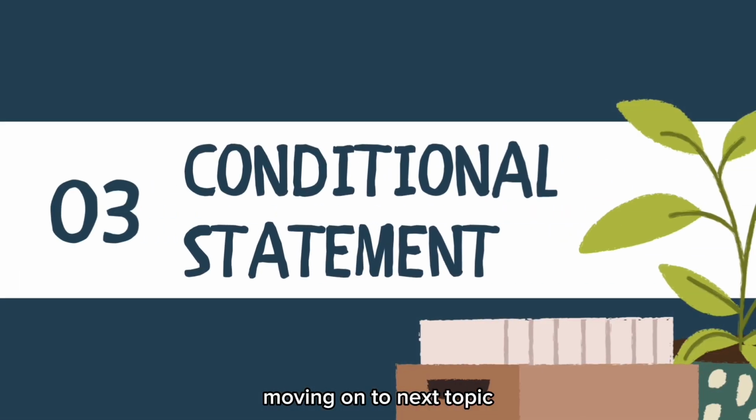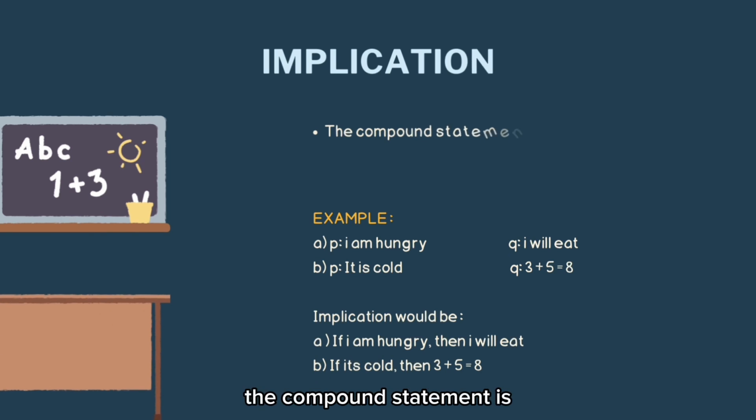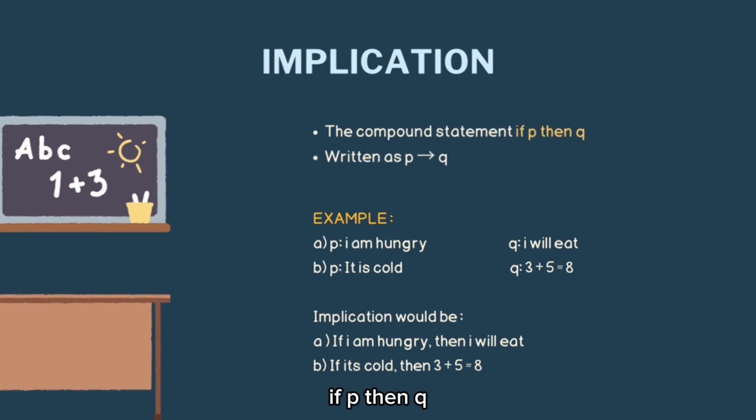Moving on to the next topic, conditional statement. Implication. The compound statement is "if P then Q", also written as P arrow Q. For example, P: I am hungry, and Q: I will eat. The implication would be: if I am hungry, then I will eat.